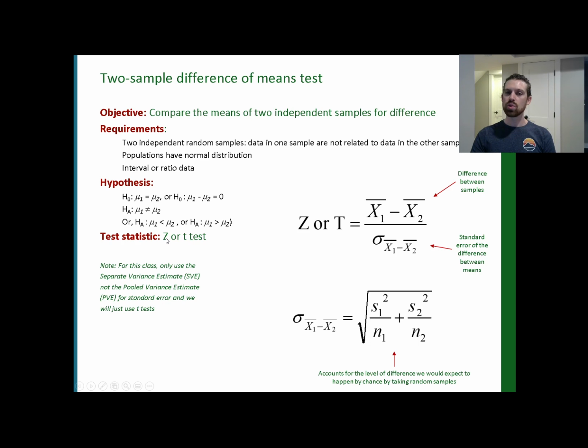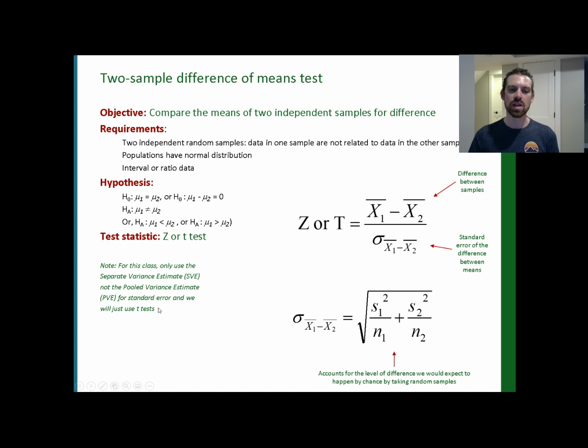If we've got more than 30 data points in each of the samples, it would be safe using the Z distribution. If we've got less than that, then we probably need to use the T distribution. And for this particular class, we're only going to use the separate variance estimate, not the pooled variance estimate for standard error. And we will just use the t-test approach.